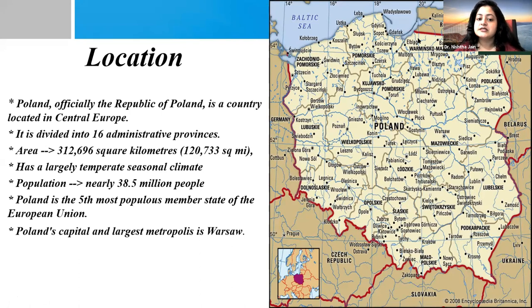Now, Poland is divided into 16 administrative provinces. The area of this country is 312,696 square kilometers. It has a largely temperate seasonal climate. It includes rainfall and summers, everything is included. The population is around 38.5 million. And Poland is the fifth most populous member state of the complete European Union. And the capital and the largest metropolis of Poland is Warsaw.